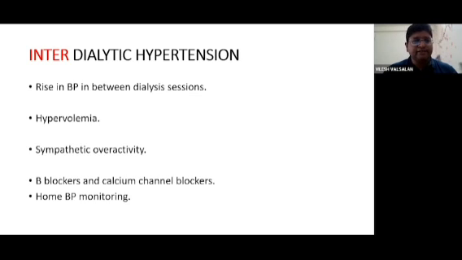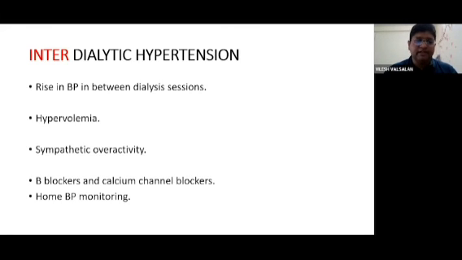Just passing by, as I finish the both important topics, I'll touch upon one aspect, that is interdialytic hypertension. That is the rise in blood pressure in between dialysis sessions, more than 140/90. In between the dialysis sessions, in terms of the patient being on Monday, Wednesday, and Friday, as he goes home, he finds that his blood pressure starts creeping up by the end of the night, and by next day afternoon, he's having a BP of more than 160/190. This is again secondary to hypervolemia as a primary reason and sympathetic overactivity.